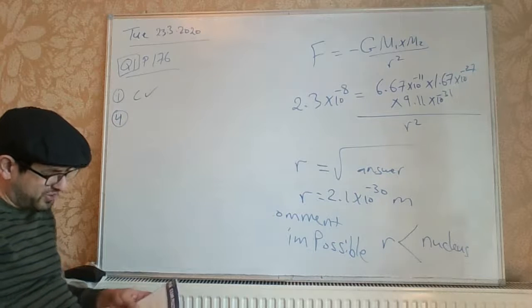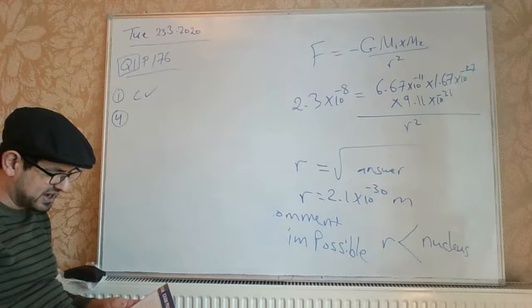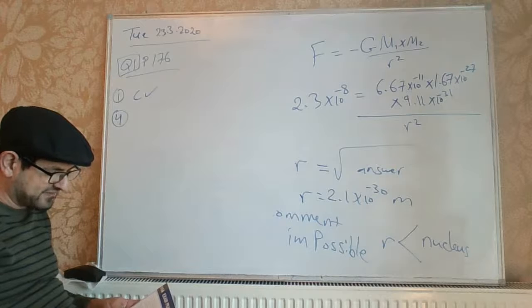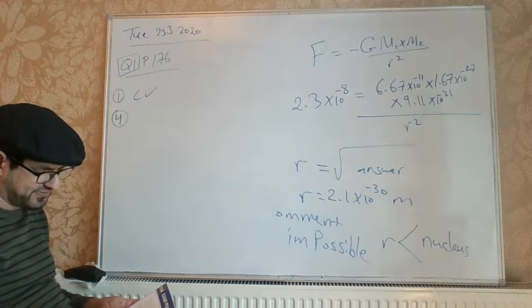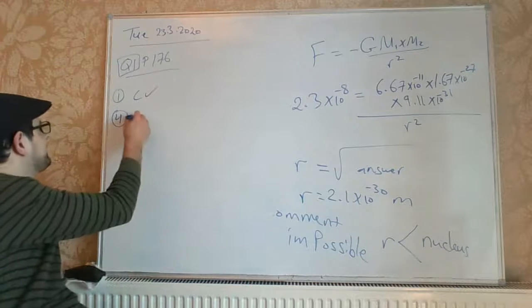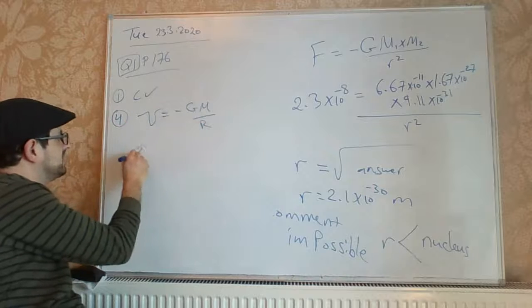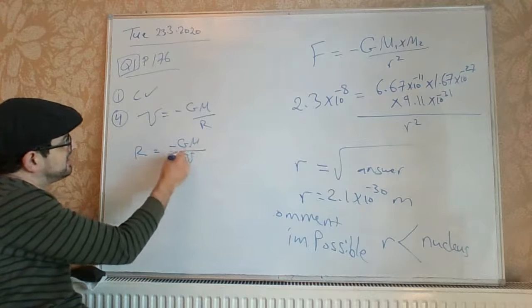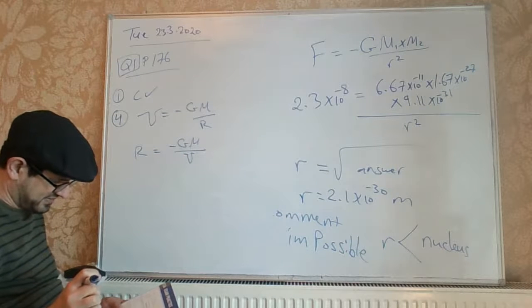Question 4. Which of the following expressions correctly gives the distance R from a mass M where its gravitational potential is equal to V? We know V equals negative GM over R, so R equals negative GM over V. This is easy. Negative GM over V is in B.